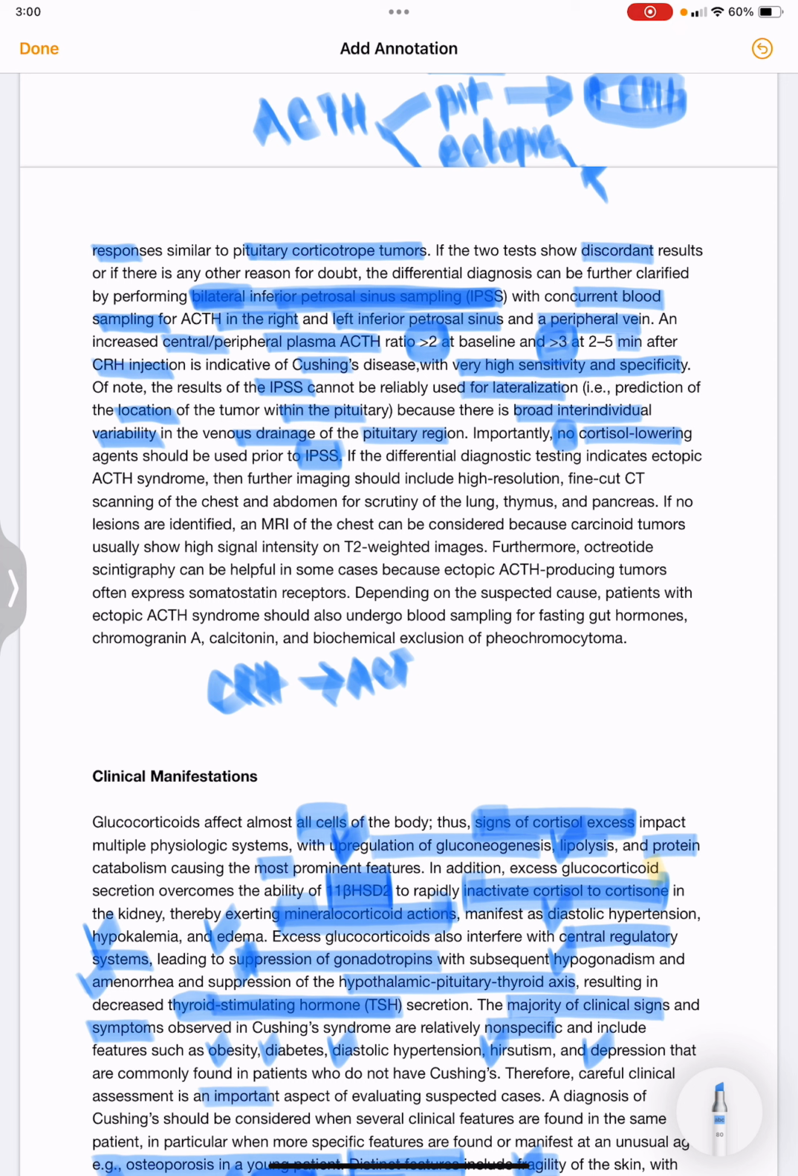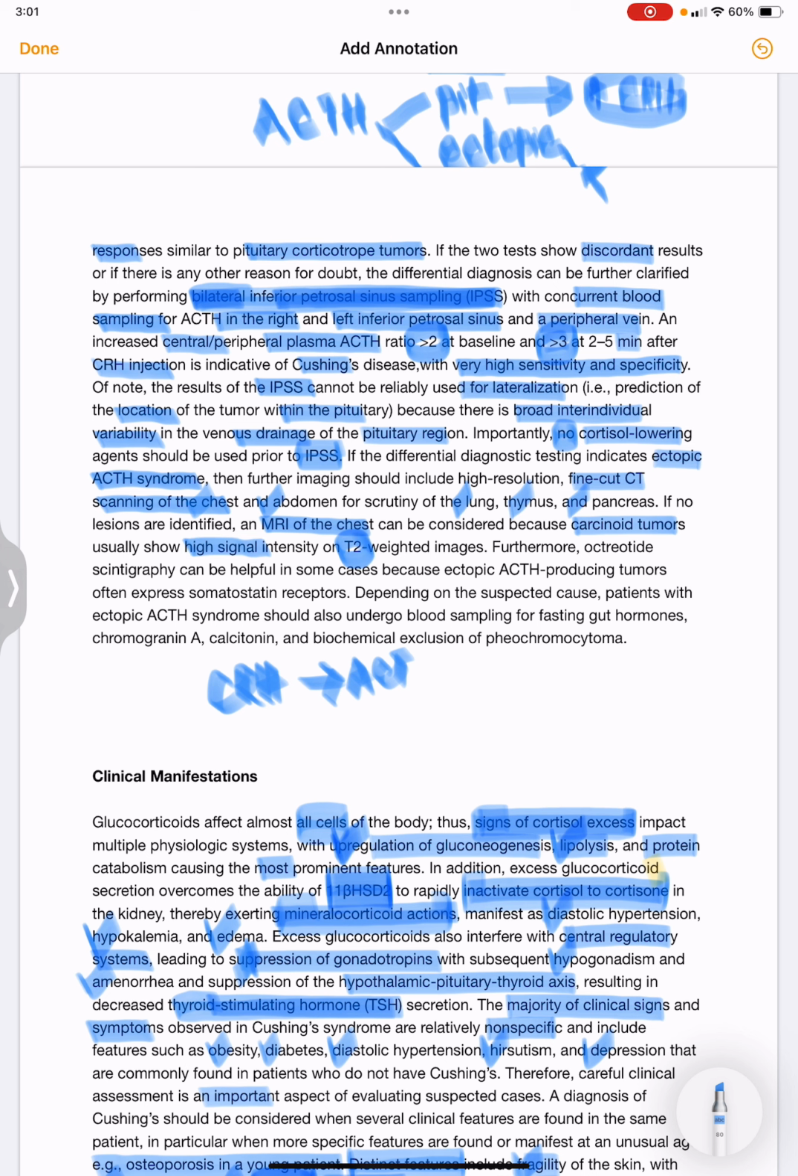If the differential diagnostic testing indicates ectopic ACTH syndrome, then what has to be done? For ectopic ACTH, we have to get a fine cut CT scan of the chest and abdomen, for lung, thymus and pancreas. And if no lesions are identified on CT chest and abdomen, an MRI of the chest can be considered, because carcinoid tumors usually show high signal intensity on T2 weighted images.